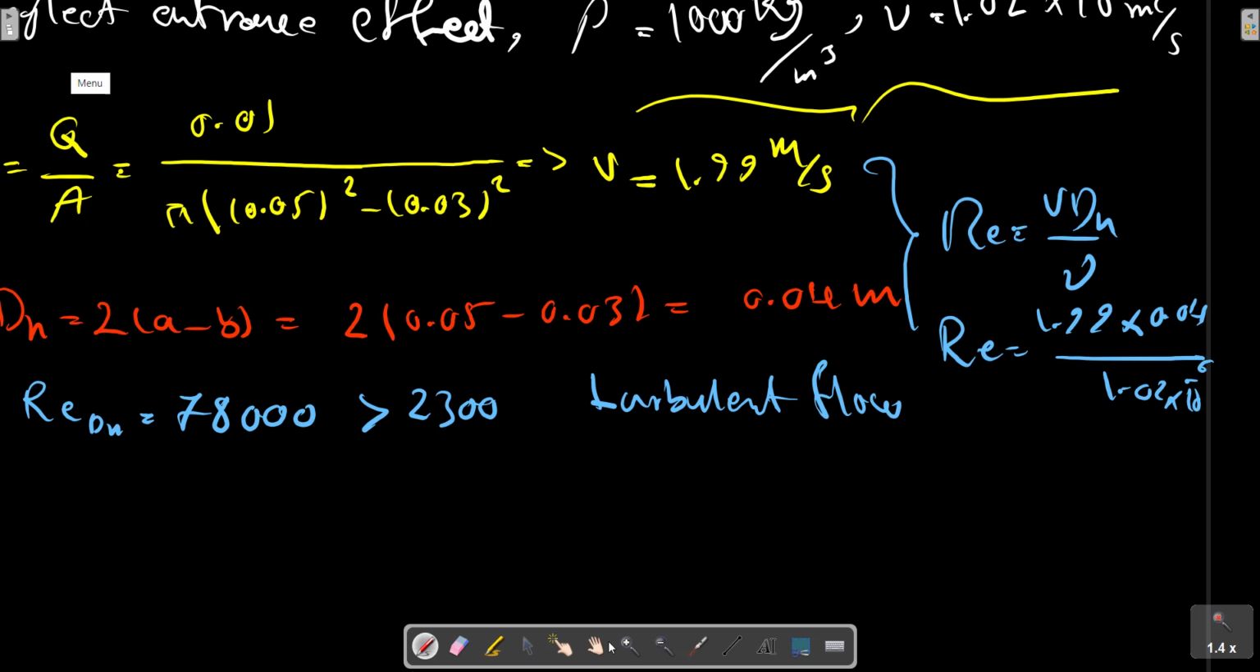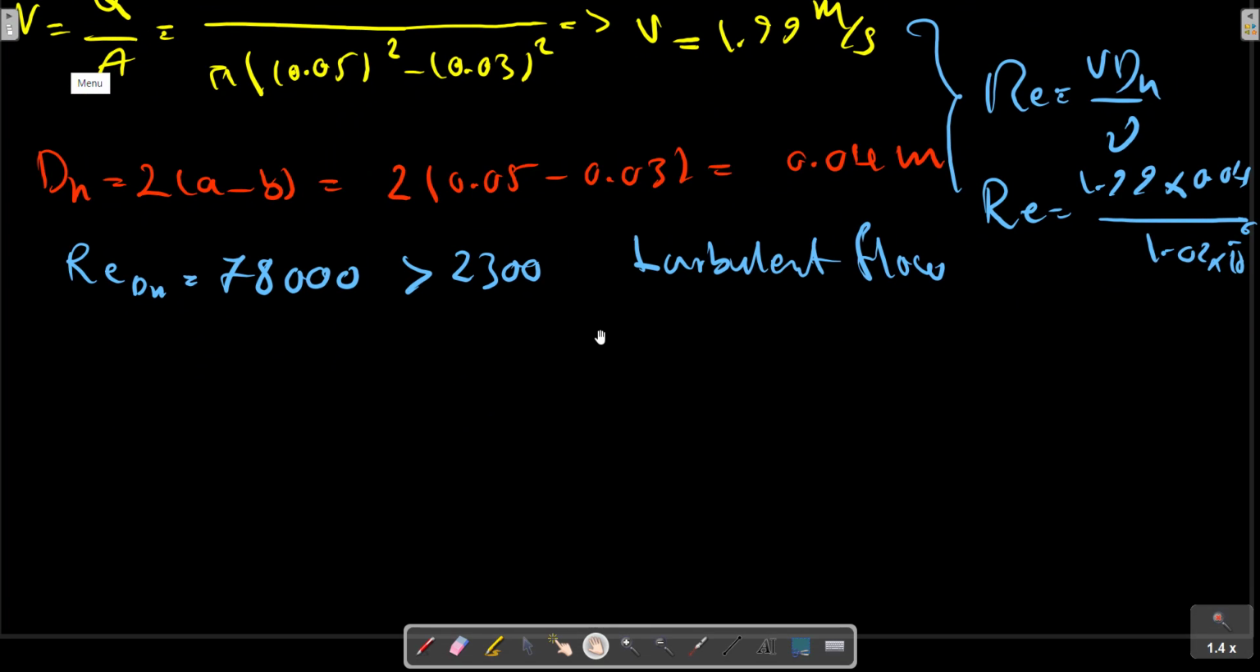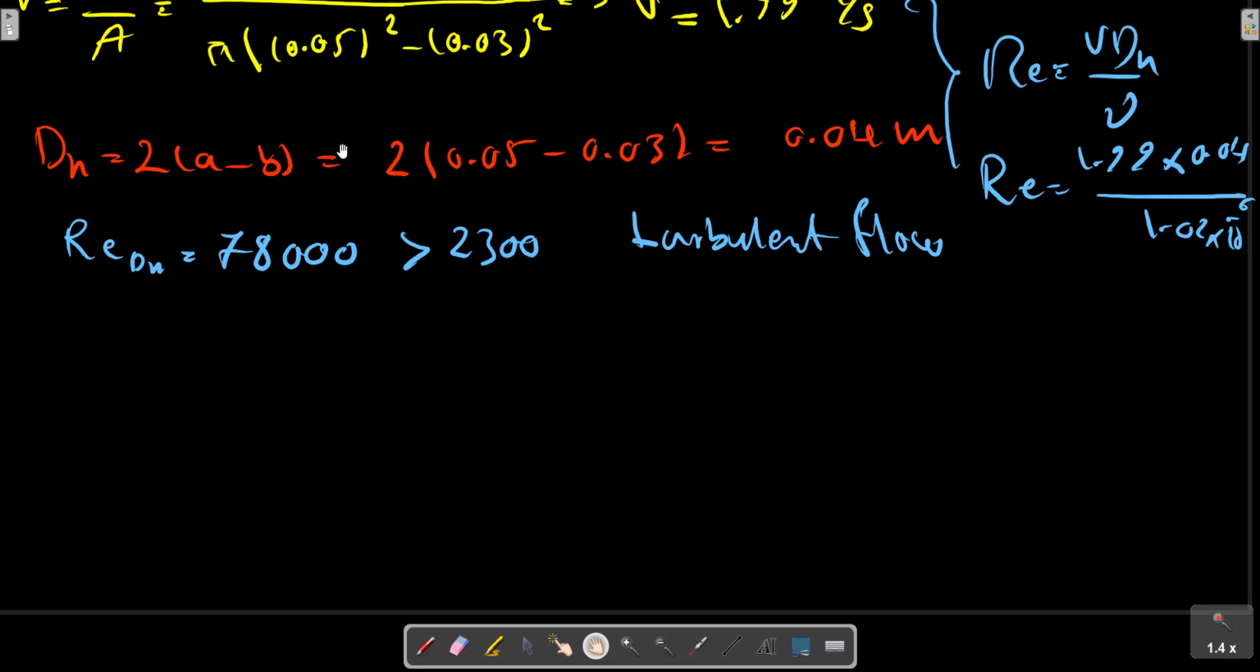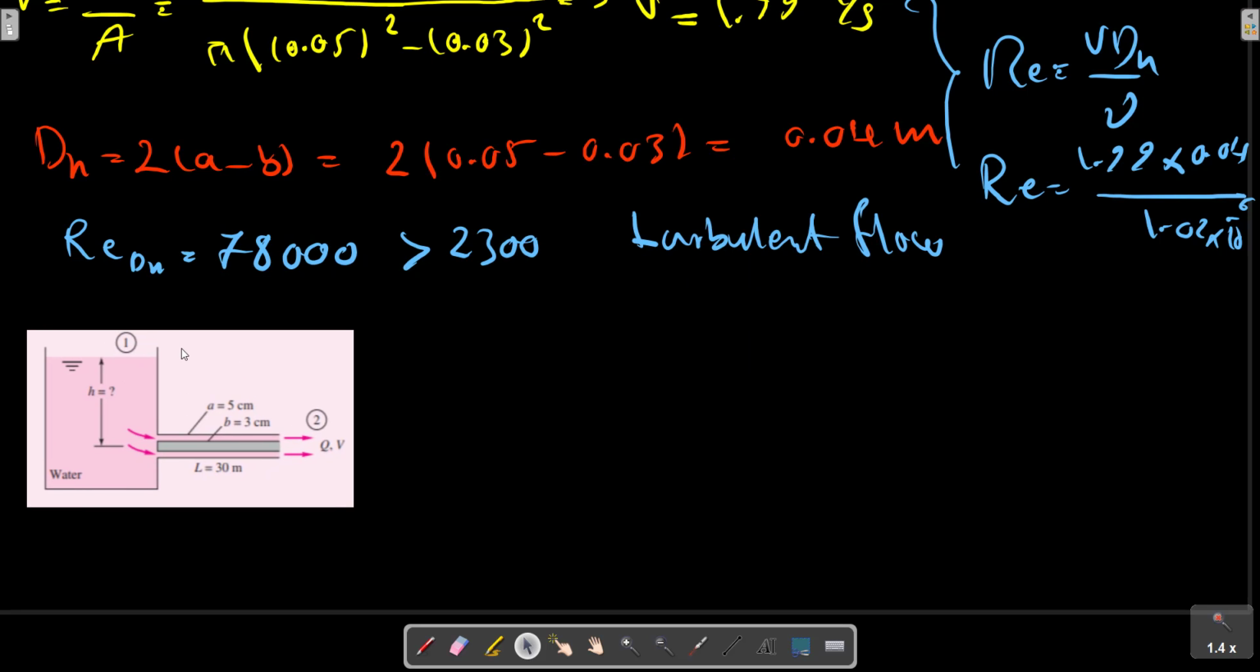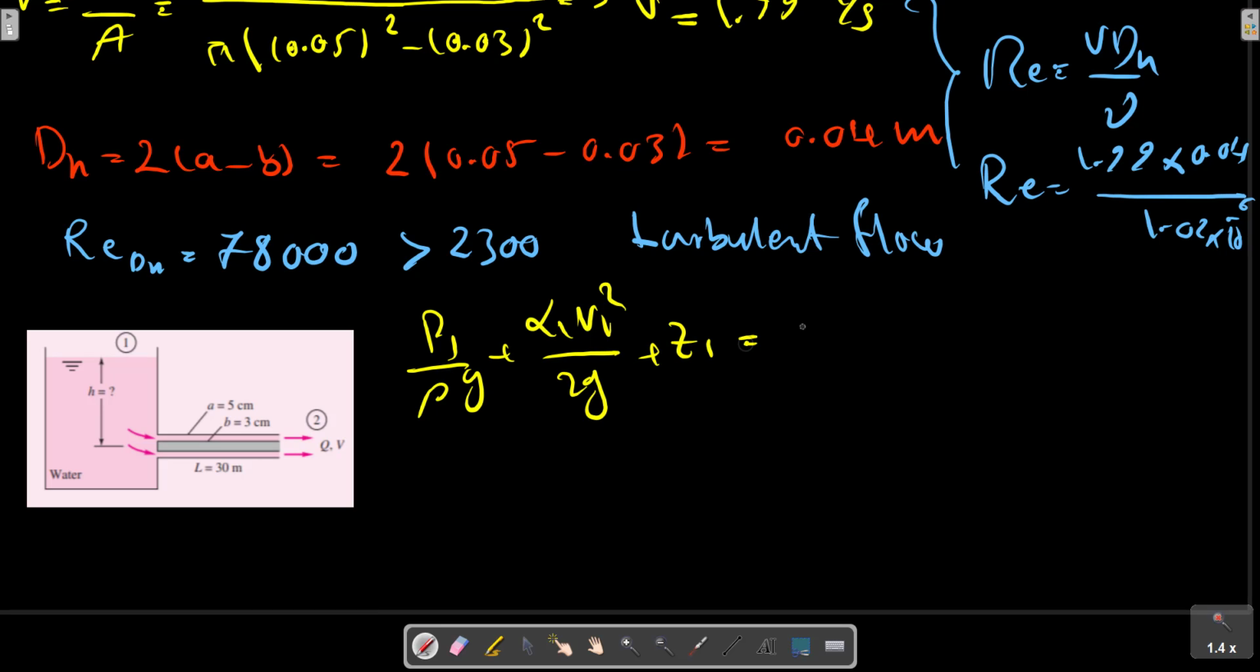So to calculate the head of the reservoir, we should write the energy equation between 2 points. The equation for energy balance between 2 points, point 1 at the reservoir level and point 2 at the exit of the pipe, we can write P1 on rho g plus alpha 1 V1 squared on 2g, equals P2 on rho g plus alpha 2 V2 squared on 2g.